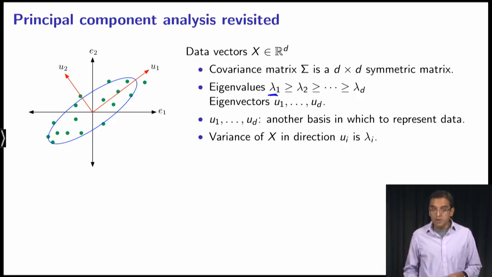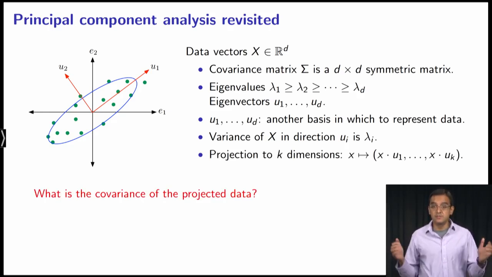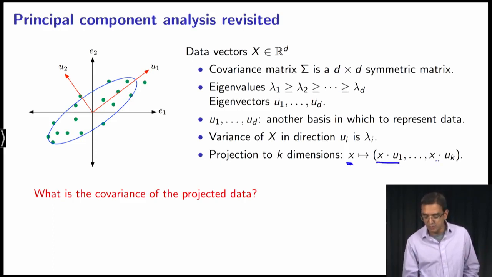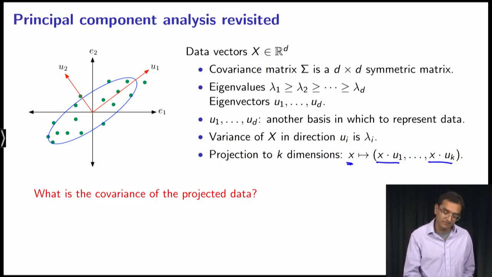Now, what we want to do in principal component analysis is to project down to a certain number of directions, say k directions, while keeping as much of the variance as possible. So what we do is to sort the eigenvalues into decreasing order, the largest eigenvalue, second largest eigenvalue, and we just keep the top k directions, u1 through uk, and that's our projection. We project a vector x in d-dimensional space to x dot u1 all the way to x dot uk, onto the first k of these directions.